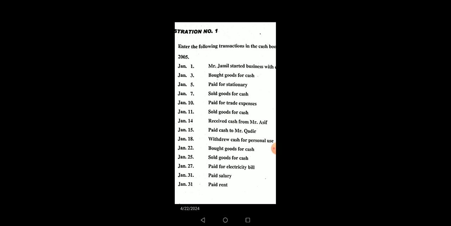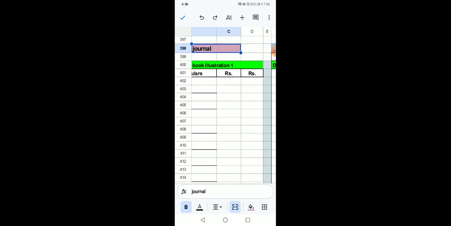And how would it become usable information? For that purpose we have two aspects. As you can see, there are two parts, one of which is the journal, which is at your left side, and second is the cash book. How will we convert transactions given in the question into usable information? Those transactions present in the question would be converted into the journal.